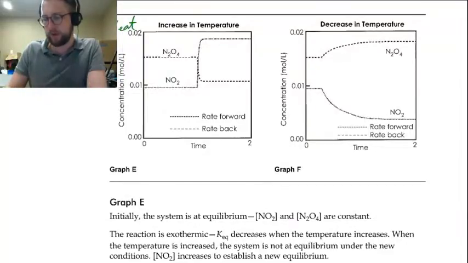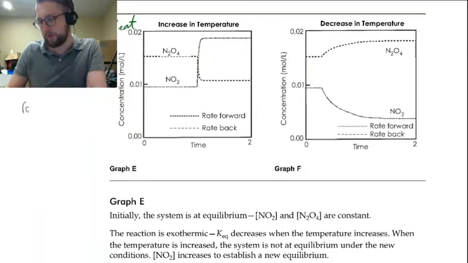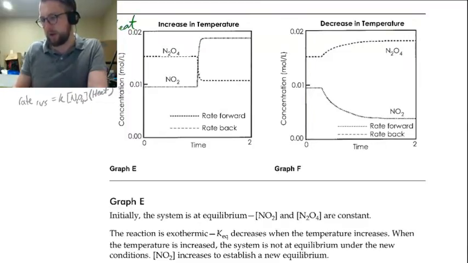We could think about this as the rate of the forward reaction is equal to k times NO2 squared, and the rate of the reverse is equal to k times N2O4 times heat, right? So that could be a nice way to justify why the reactions have a different response to the effect of temperature.